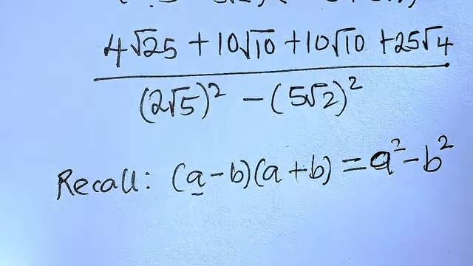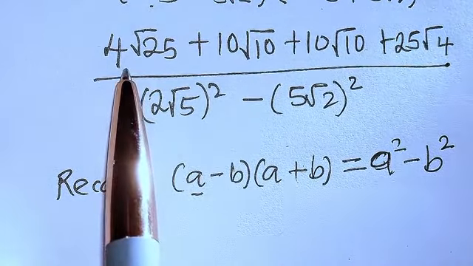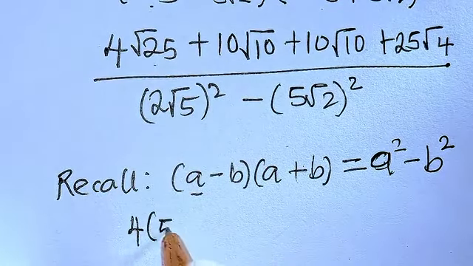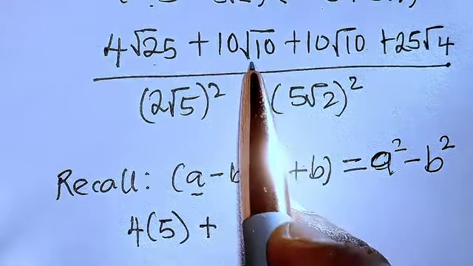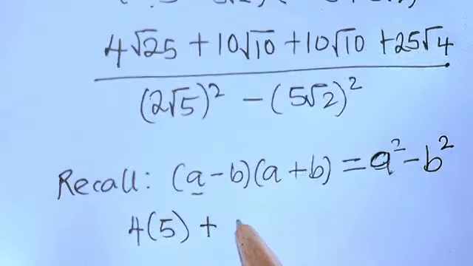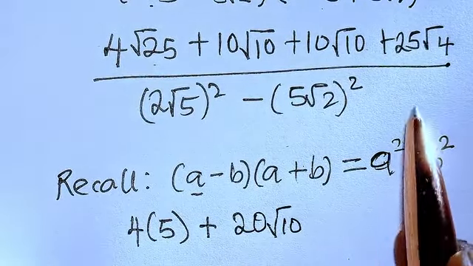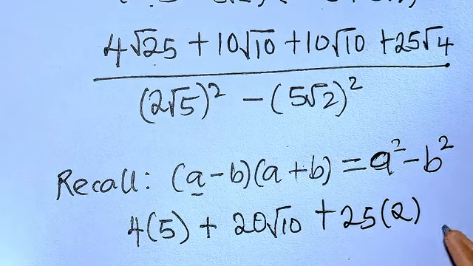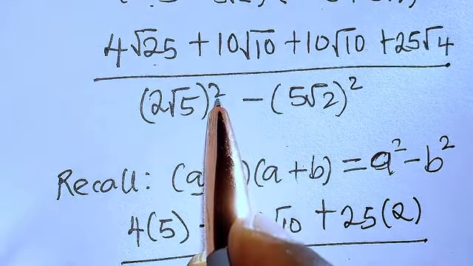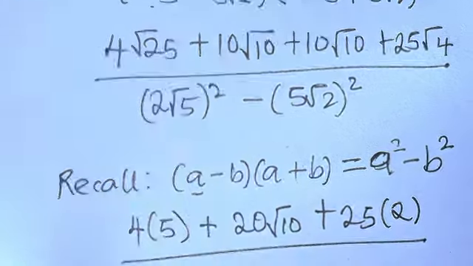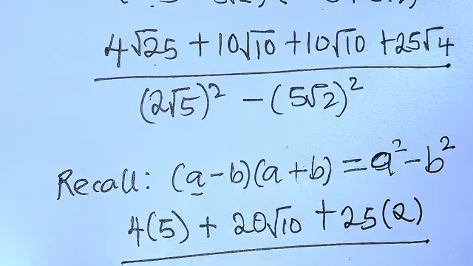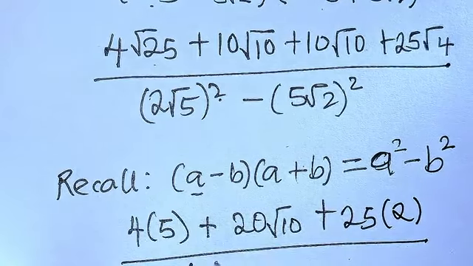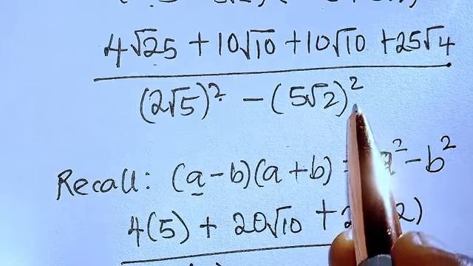From there, the next thing we do, from the numerator: 4 root 25 is 4 times 5, plus 10 root 10 plus 10 root 10, which gives us 20 root 10, then plus 25 times the root of 4, which is 2. Then divided by, here, this square will affect this 2, that will be 2 raised to power 2, which gives us 4. Then this square will affect the square root, which gives us 5.